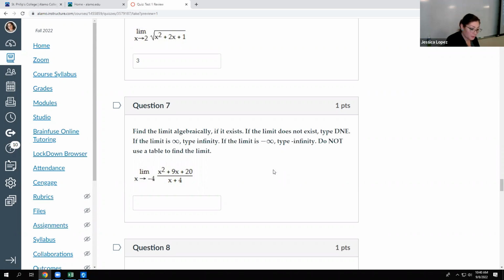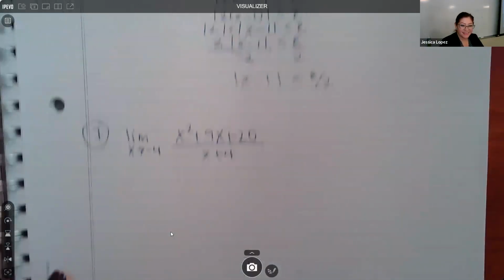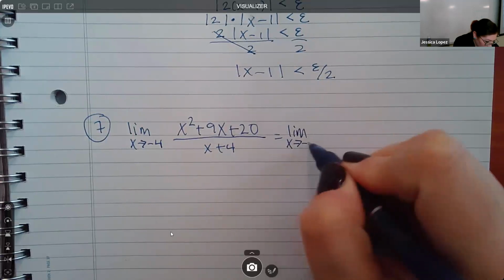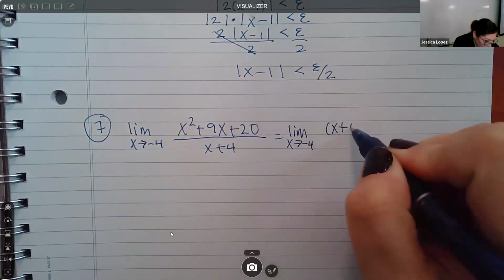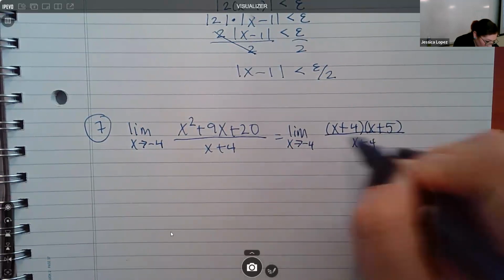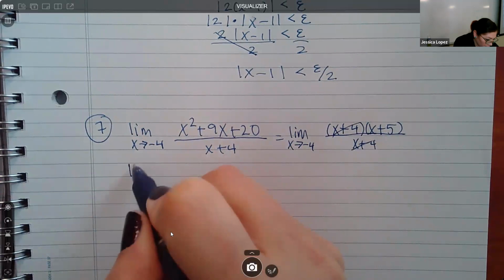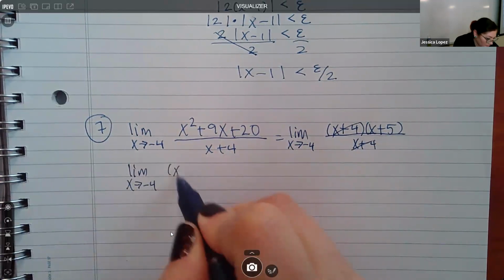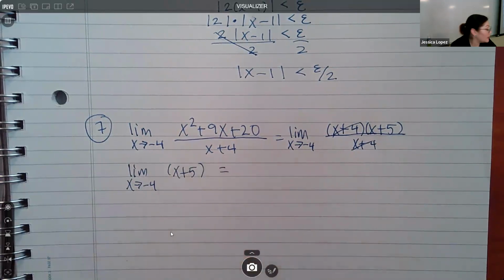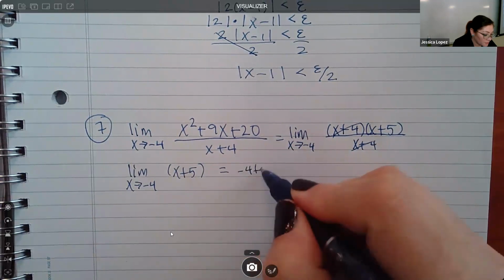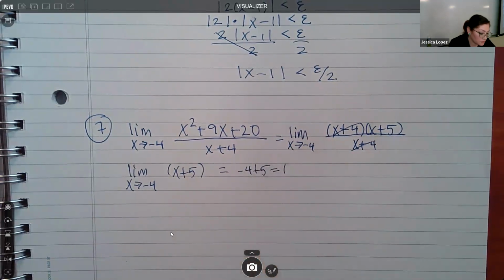Okay, I'm gonna go over to the paper. Let's see how great we are at factoring, right? How do you factor the top? x plus 4 and x plus 5, yep, that'll work. And then when these wipe out, you have the limit of what? Just x plus 5, right? Now can you direct sub? And so this one ends up being just 1.